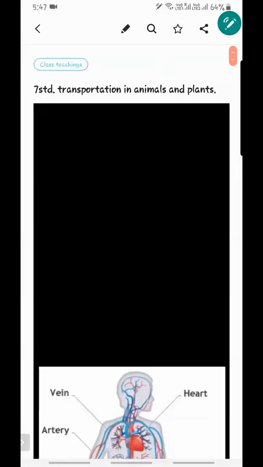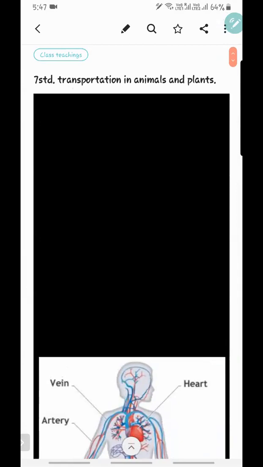So we'll see today, as you can see, the topic: transportation in plants and animals. Don't waste time on messaging now. Listen, it is one of the most important chapters. We'll see how it works, what is the use of this transportation, how it functions, and what the various components in the body are which help them to make a complete system. Okay, so we'll see everything.